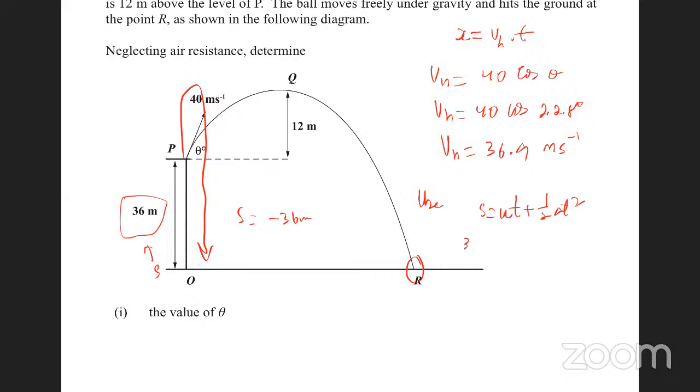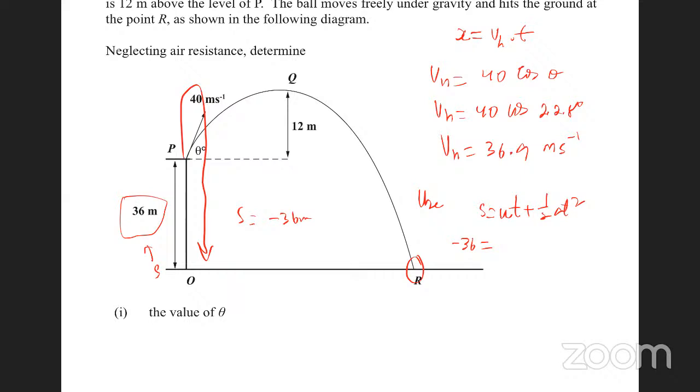S is equal to UT plus a half AT squared. S is minus 36. U is the initial vertical velocity, right? No, you wouldn't add the 12 because the displacement is the distance from where you start to where you finish. If you add the 12, that's total distance traveled. That's totally different. Our equations of motion are for displacement. Okay, so it's minus 36.